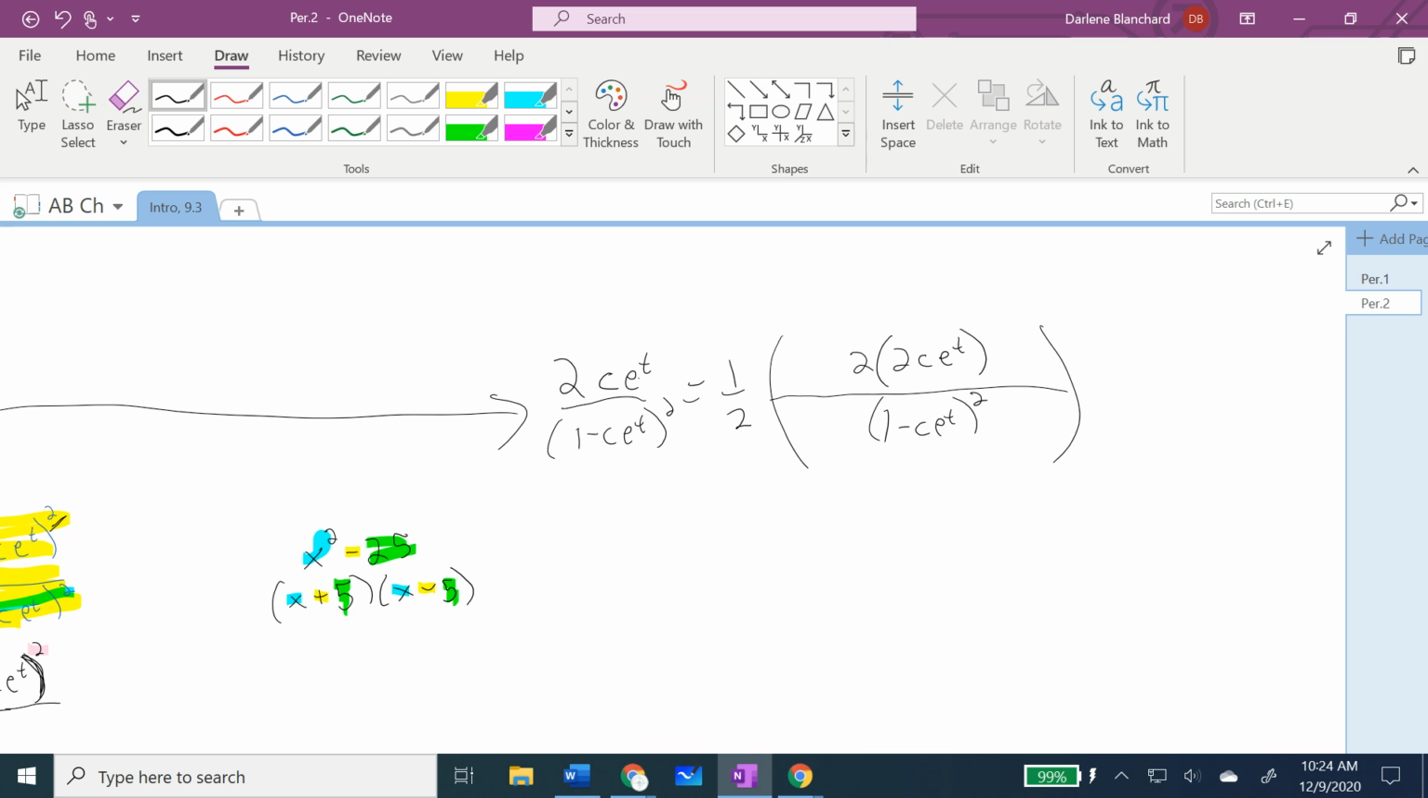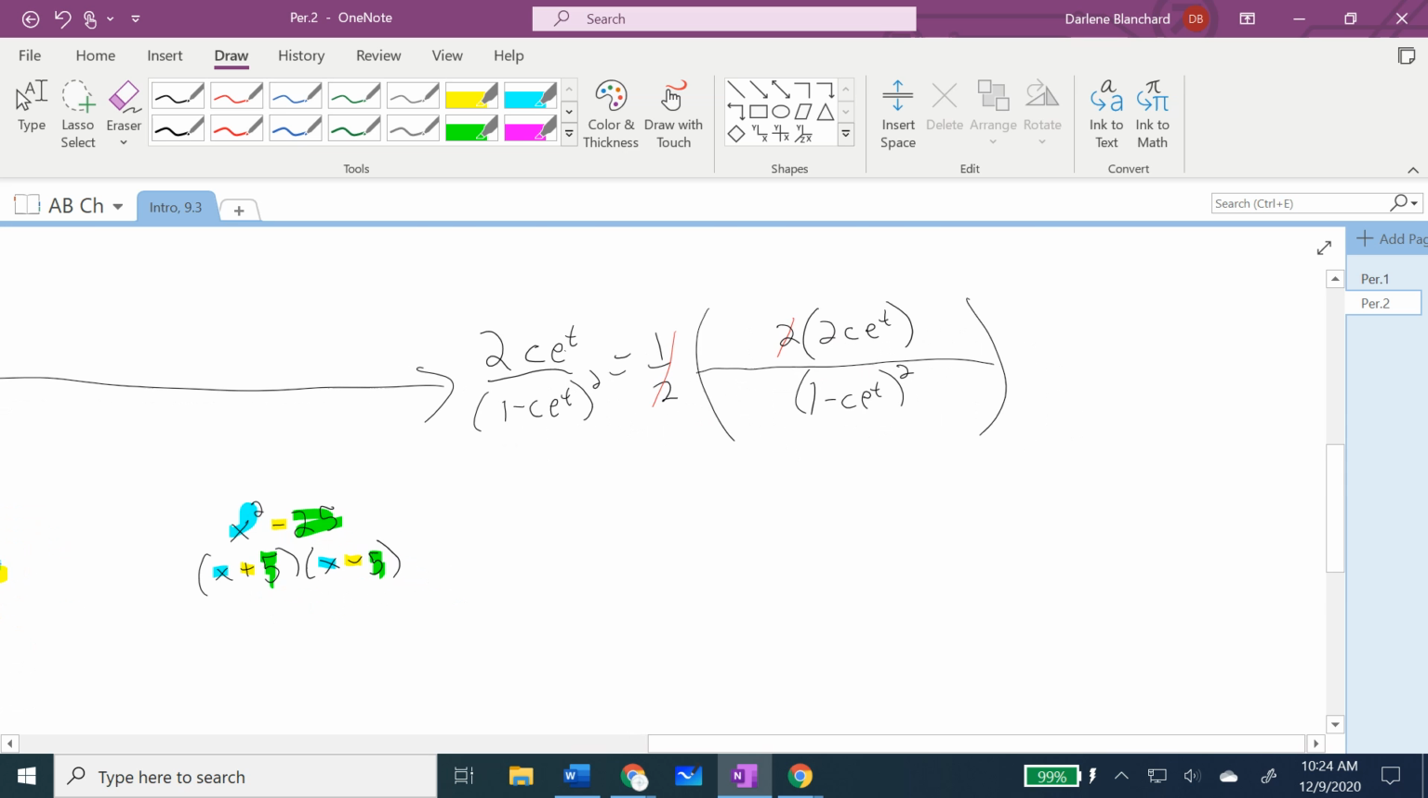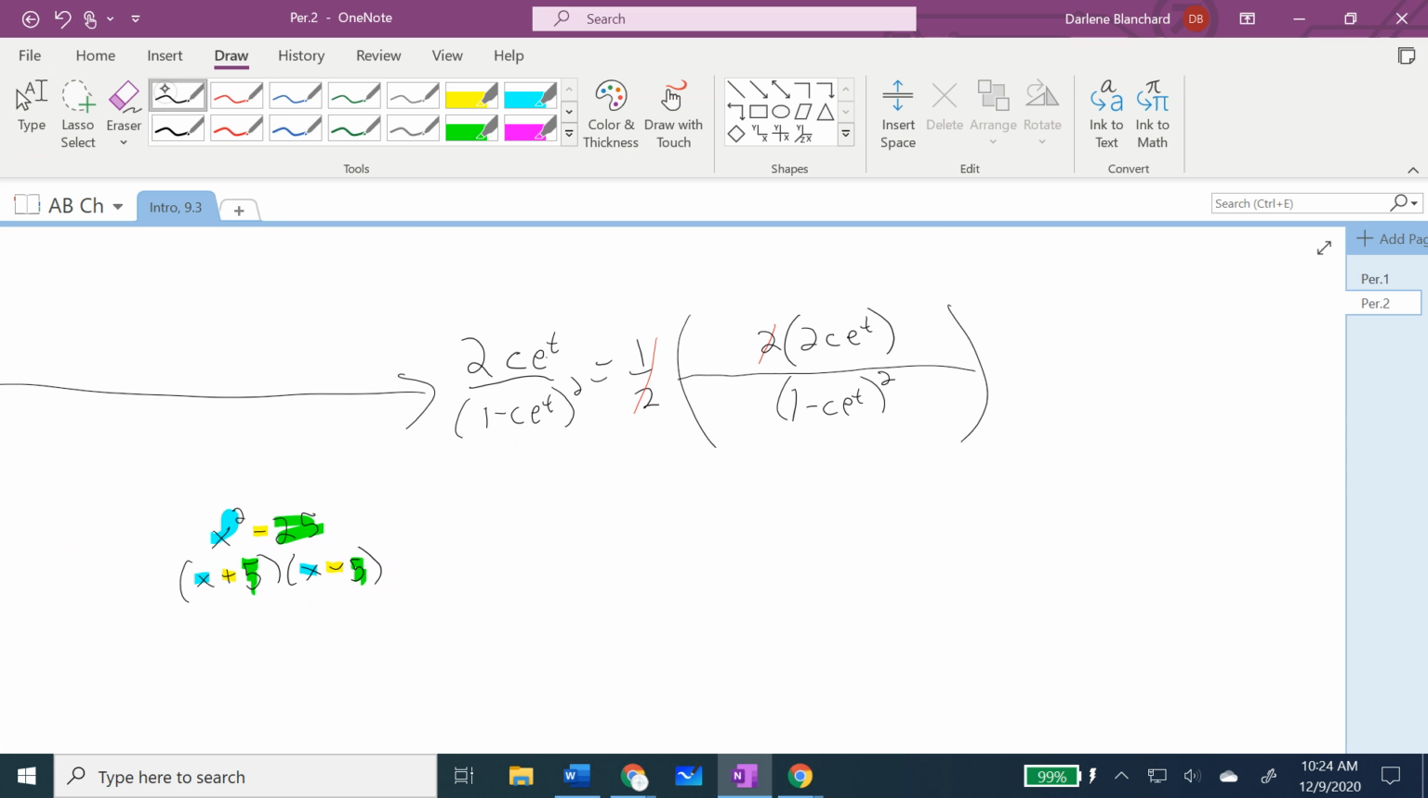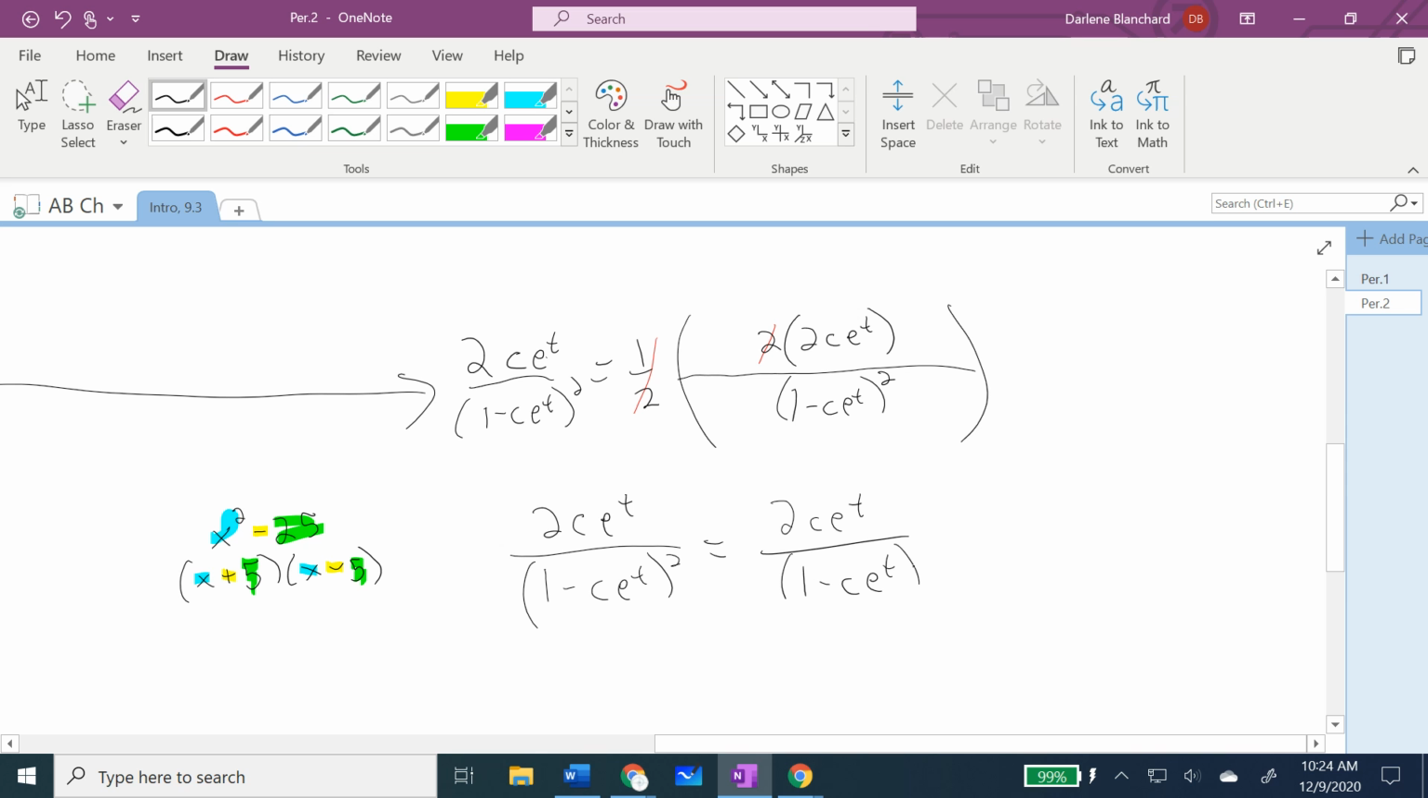So I just shoved in there what I finally simplified everything down to. And then I can see I've got a 1/2 and a times 2. And take a look. I now have that left side, 2c e to the t over 1 minus c e to the t quantity squared, is equal to 2c e to the t over 1 minus c e to the t squared. Oh, truth.